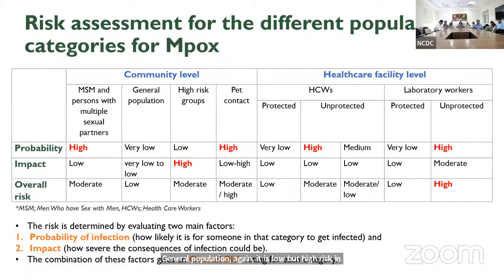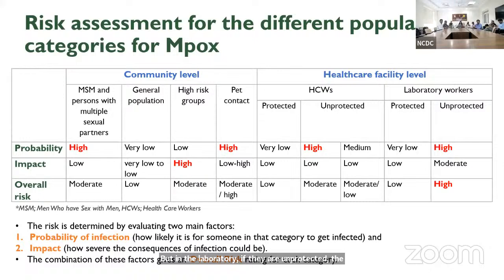If we look at the healthcare facility level, for healthcare workers, if they are protected, there is a very limited likelihood of getting infection, but the likelihood of getting infection is very, very high if the healthcare worker is unprotected. That means if they are not taking any personal protective measures. And for laboratory workers, if they are unprotected, the probability of getting infection is very, very high.